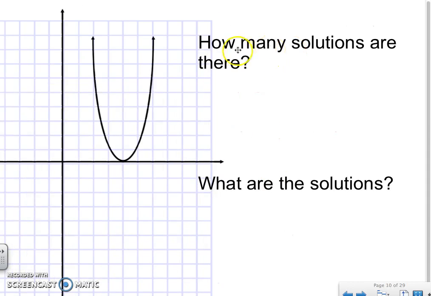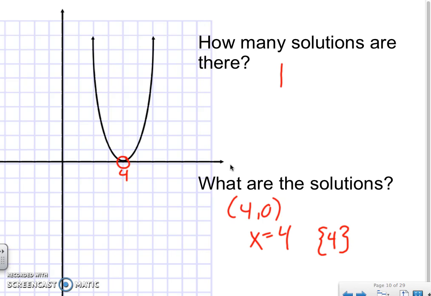All right, how many solutions are there? So again, we're looking at the x-axis, and it crosses once. So there would be one solution, and that would be at 4. So the solution would be (4, 0). You could say x equals 4, or you could do a squiggly bracket with just a 4 in it. So that's how you write it if it has one solution. Okay.